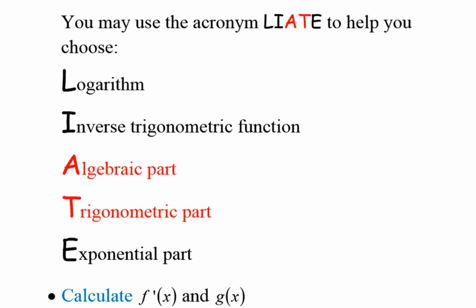Now, the acronym LIATE can help you make your choice. At advanced program level in high school, we actually only really look at the A and the T, but I'm showing you the whole acronym because if you're taking maths at varsity, it's going to be very useful. It means that we look for logarithmic functions first, then inverse trig functions, which we don't do in AP. Then we choose the algebraic part, then the trigonometric part, then the exponential part. But at the moment, you're just picking algebraic and trigonometric. Often these functions will have both. So the algebraic will be your f, and that leaves the trigonometric part as your derivative of g.